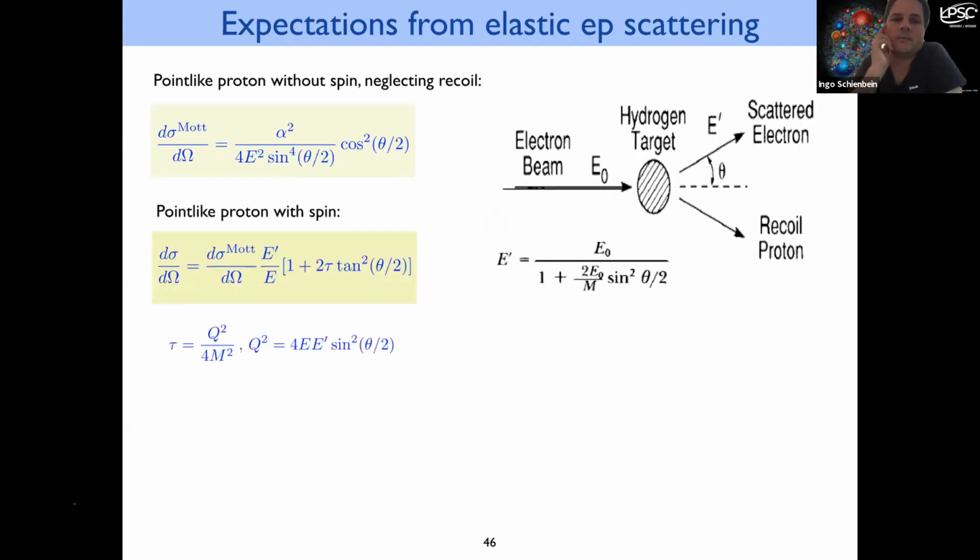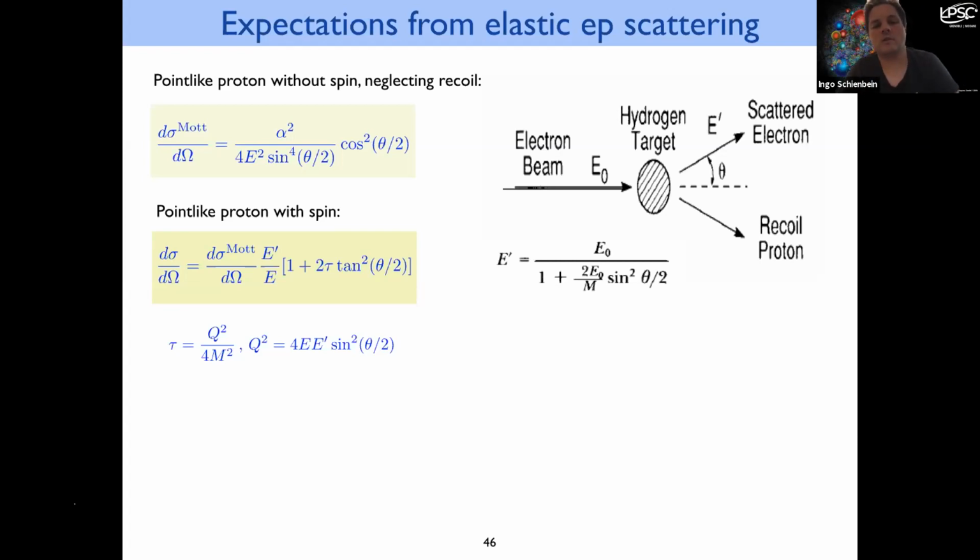Now you can say, okay, let's keep the proton point-like, but we include the spin of the proton. And then the cross section will be the Mott cross section times an expression E prime over E, which takes into account the recoil energy of the proton, and an expression 1 plus 2 tau tangent squared theta over 2 due to the spin of the proton.